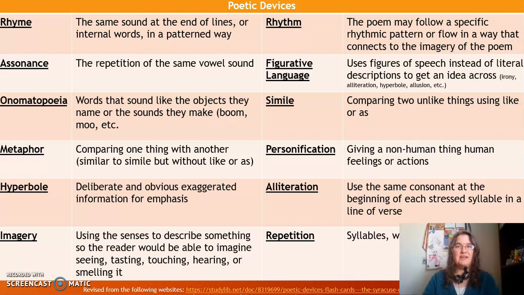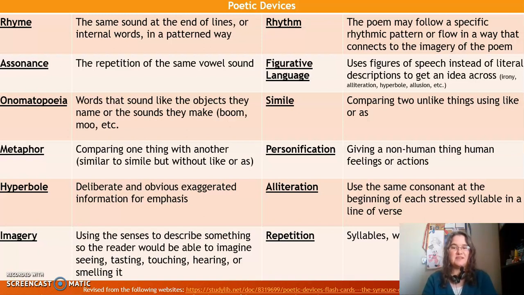Onomatopoeia, that's the way something sounds, or like the sound that it actually makes, or even how we kind of name that sound, even if it doesn't actually sound like that. Simile, it's comparing 2 unlike things using like or as, whereas metaphor compares those but it doesn't use like or as. Personification, we give a non-human thing human feelings or actions. Hyperbole, that's the exaggeration used for emphasis, like I'm so hungry I could eat a cow. I can't eat an entire cow.